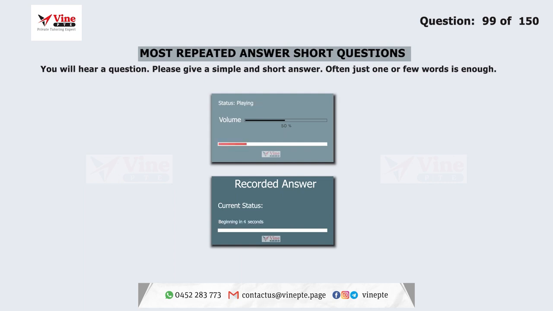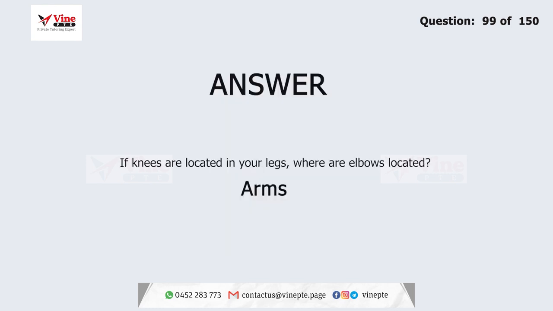If knees are located in your legs, where are elbows located? Arms.